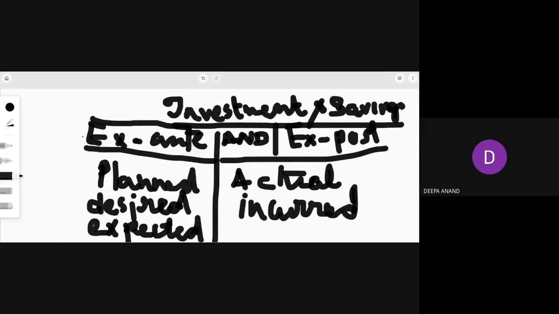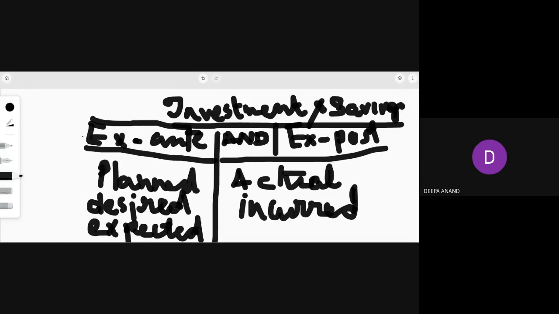What you are planning to save is known as ex ante saving. I will repeat. Ex ante saving refers to the amount of saving which households plan to save at different levels of income of the country. Saving and investment, everything depends upon the level of income. Saving is normally done by households or any savers, who plan to save at different levels of income.